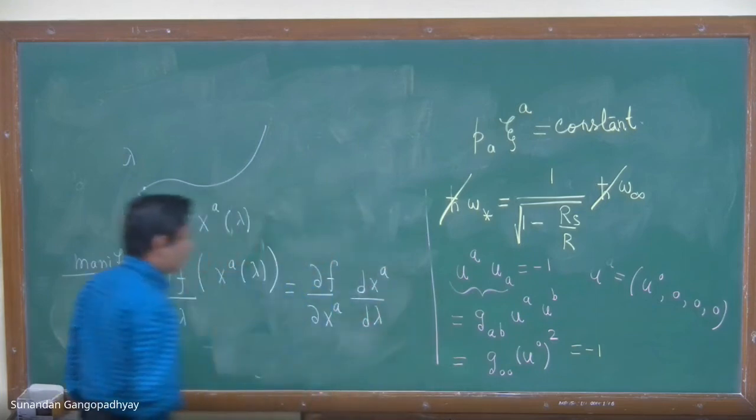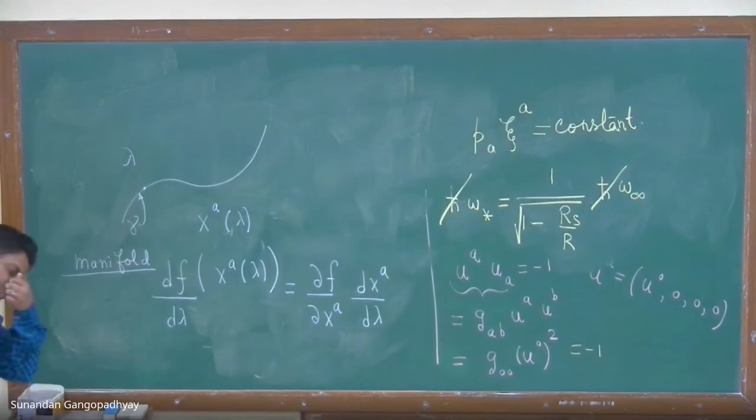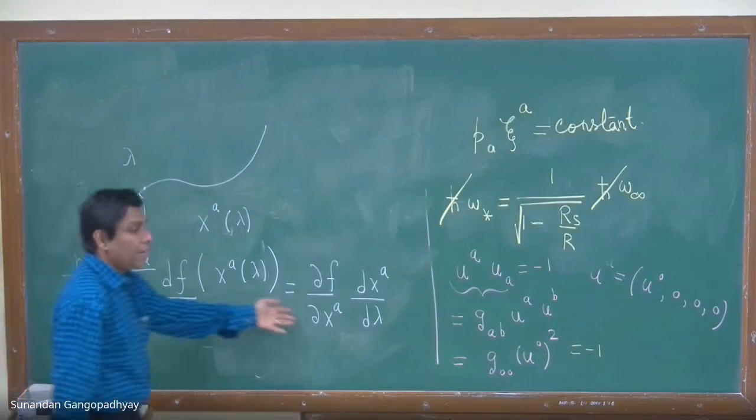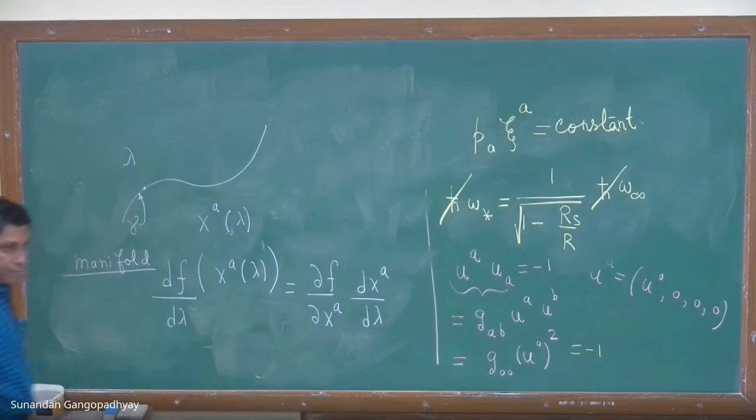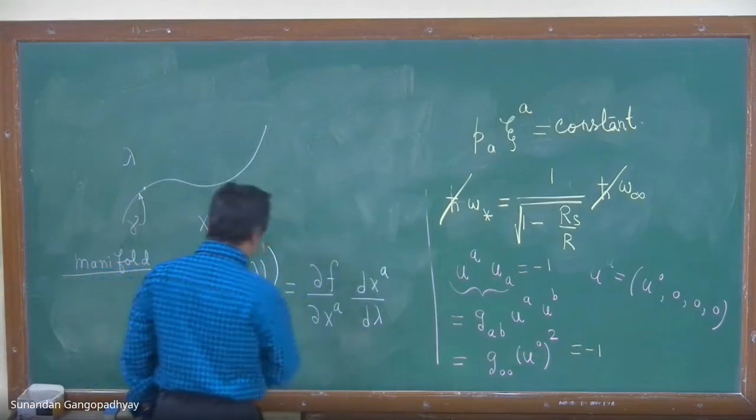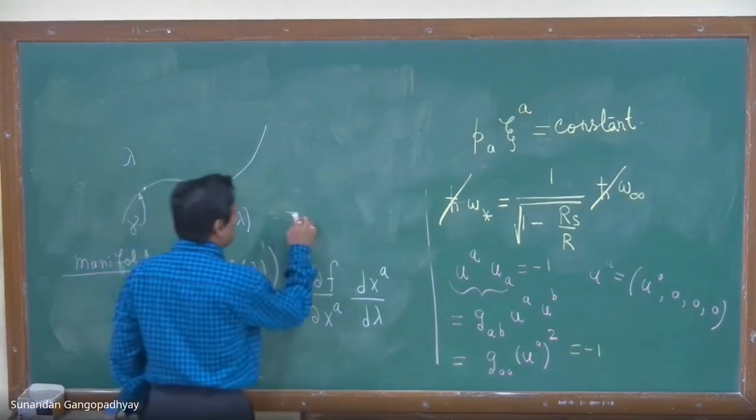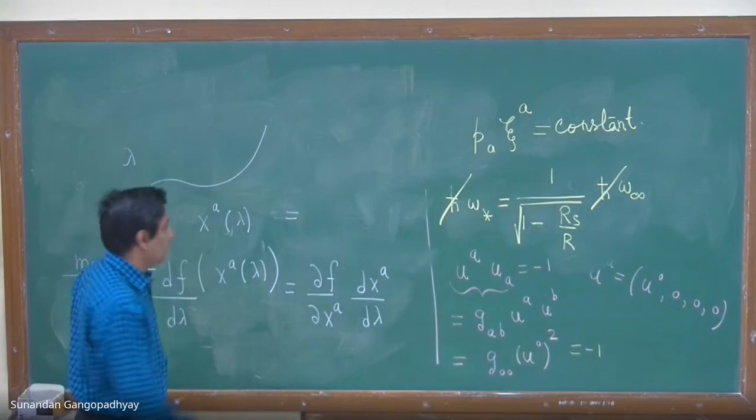So f can be any function. You can write this using the chain rule. From here, this procedure immediately allows us to define two different quantities.